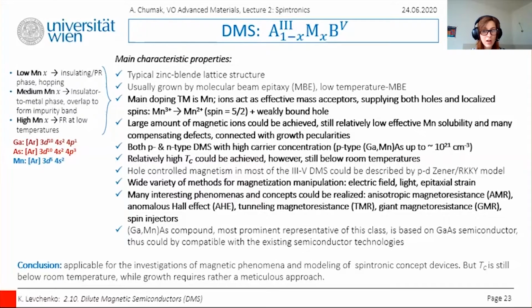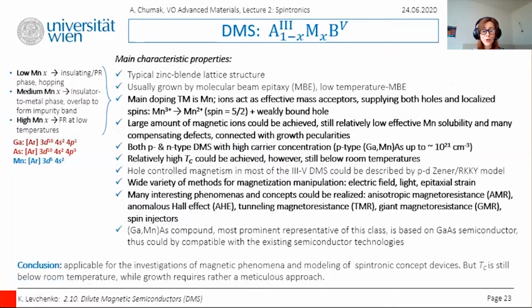It was 191 kelvins for the layers and 200 kelvins for the patterned structure. Main characteristic properties of the III-V dilute magnetic semiconductors are zinc blende lattice structure of the host semiconductor.